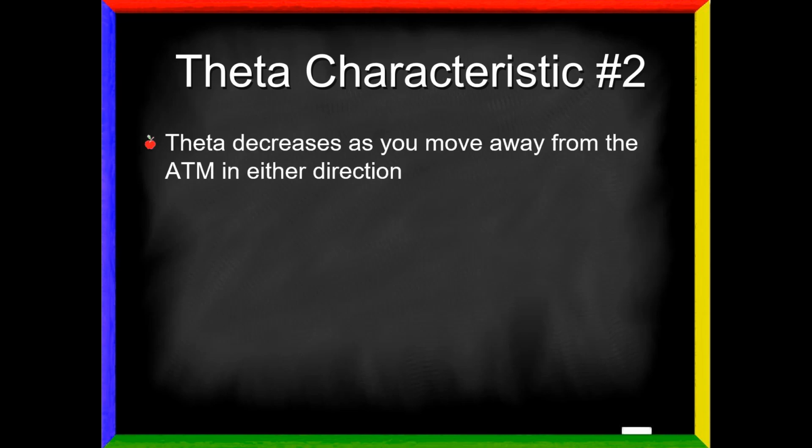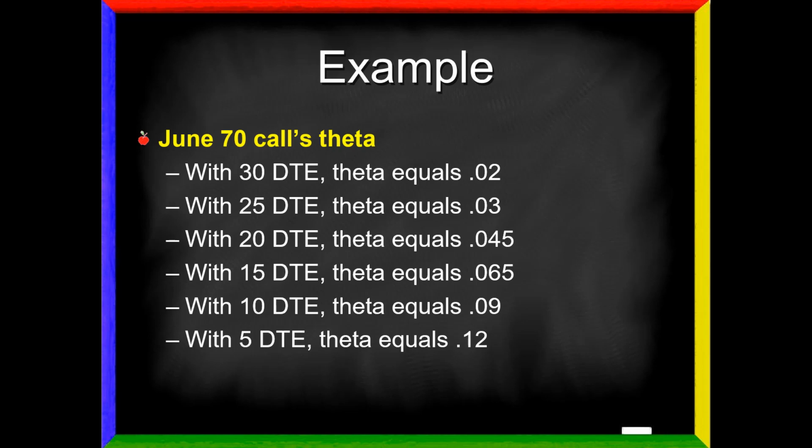Theta characteristic number 2, theta decreases as you move away from at the money in either direction. So I've got my at the money option, has a certain amount of time value. As I go deeper in the money or deeper out of the money, theta is going to decrease. So for example, let's say I'm looking at June 70 calls theta. With 30 days to expiration, theta might be 2 cents. With 25 days to expiration, theta might be 3. With 20 days might be 4.5 cents, 15 days 6.5 cents, 10 days it might be 9 cents, and finally with 5 days, theta might be 12. So notice that it increases with the passage of time.